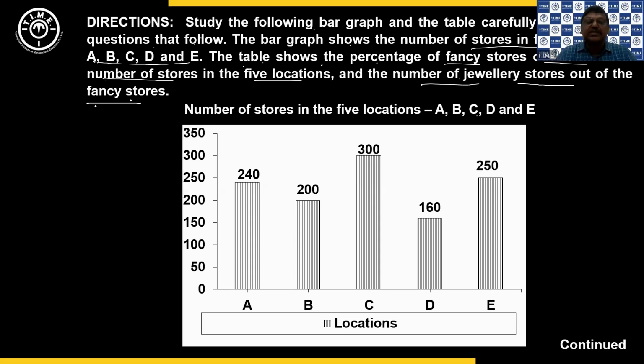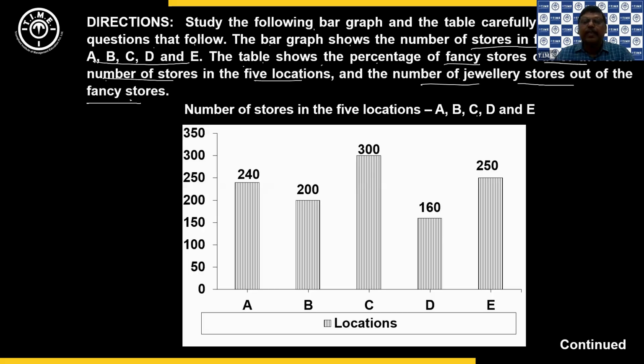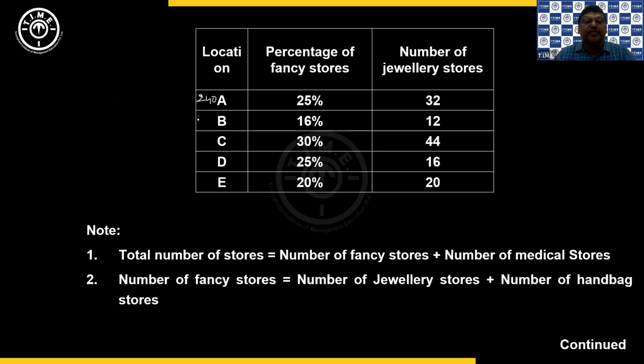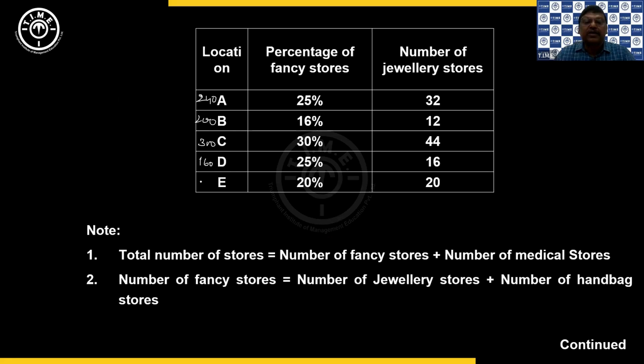So now, students, let's try to get the data properly. See, if I take location A, I write it here. How many are the total number of stores? 240. Can I write it here? 240 here, please. And B, 200, C, 300. Correct me if I write it wrong. And students, D, 160, E, 250. Right. So now, friends, right? Now, students, if you look at, right. Good. Thank you, Prapul.